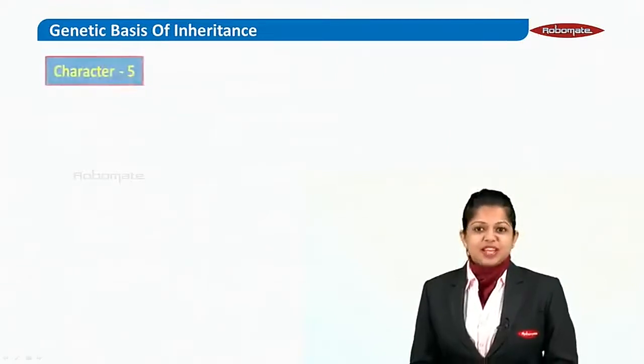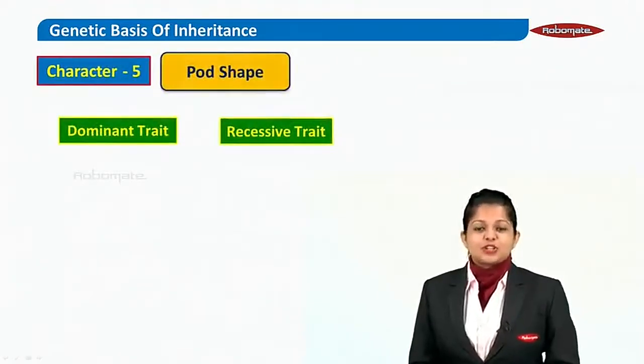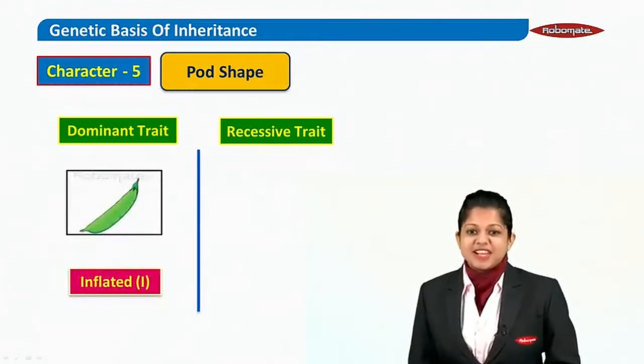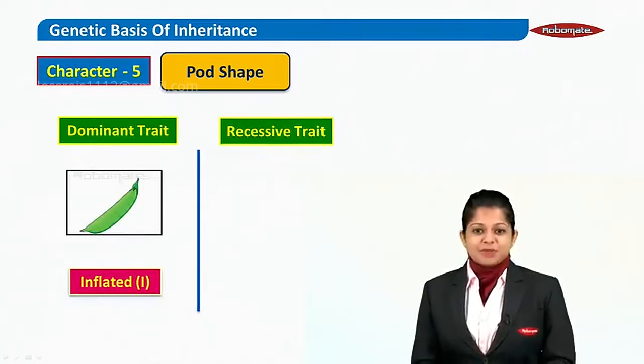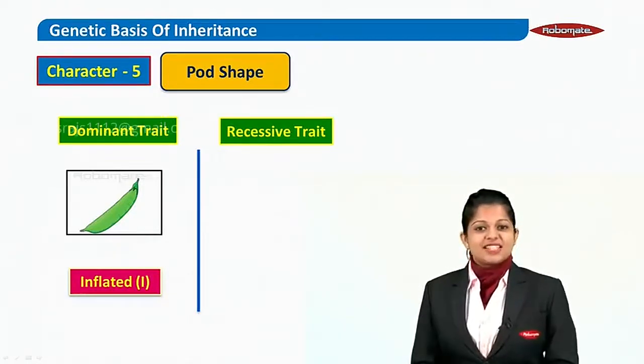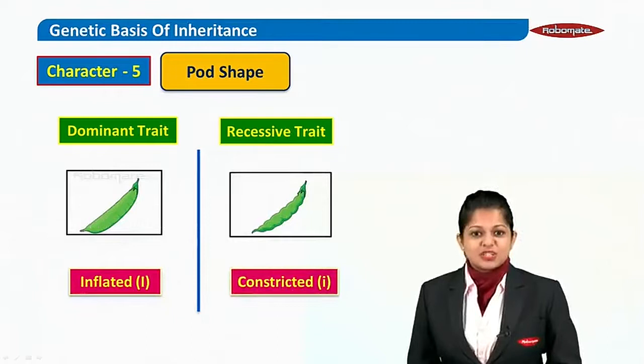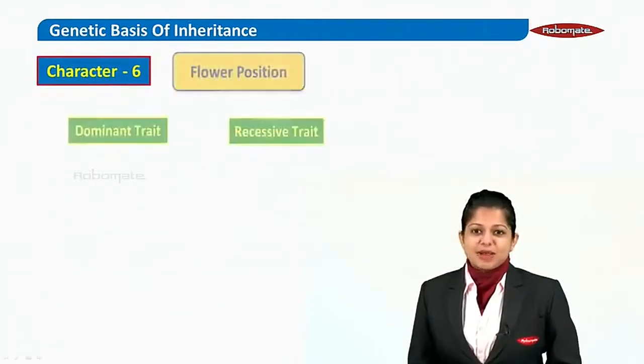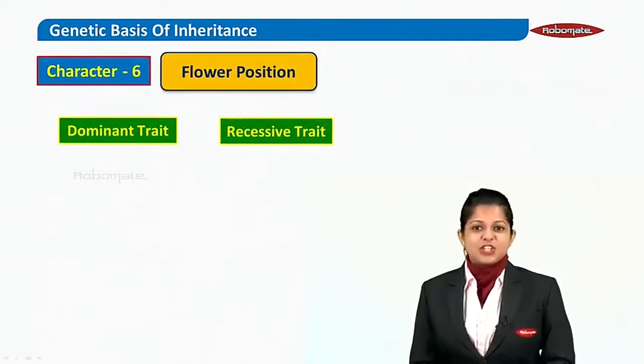Let's go to the fifth character. The fifth character chosen was pod shape. The dominant trait for pod shape was inflated, denoted by capital I, whereas the recessive trait chosen was constricted, denoted by small i. The sixth character chosen by Mendel was flower position.